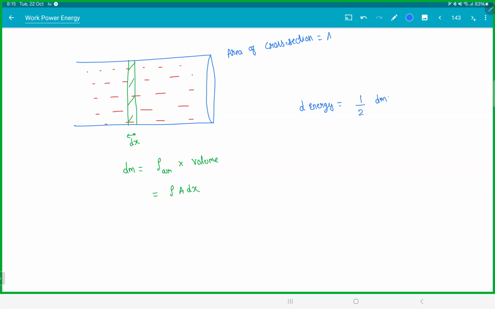Half dm v square. What is power? dE by dt. So this is half dm by dt v square. But what is dm by dt? Rho A dx by dt. But what is dx by dt? Velocity. Half rho v cube. So it is proportional to a cube function.